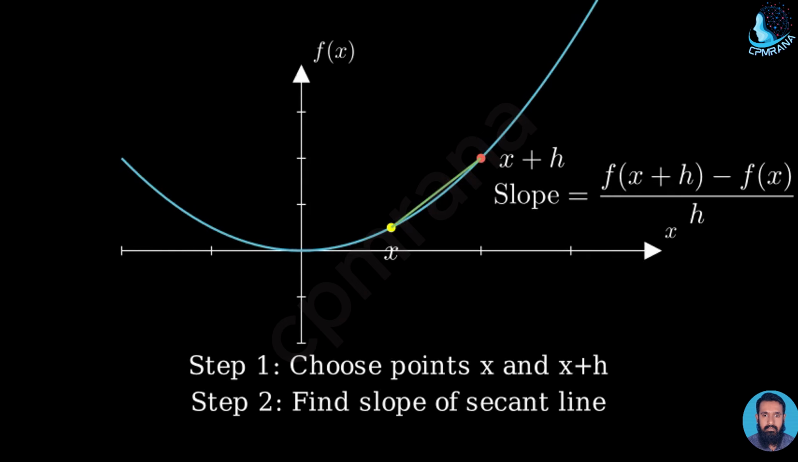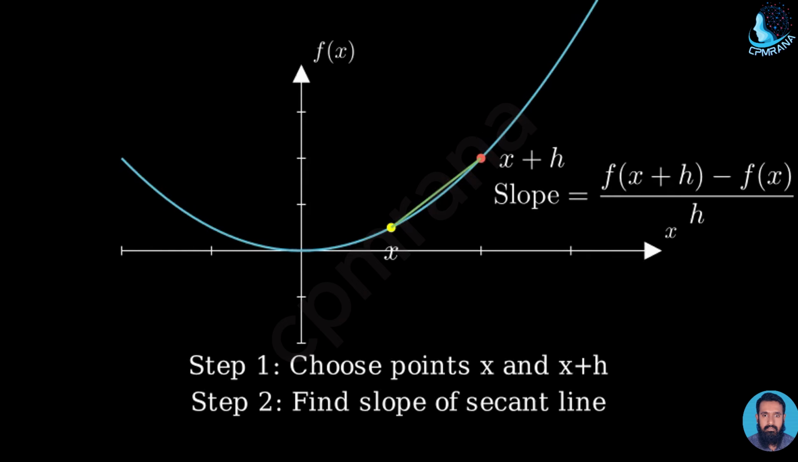First, we substitute x plus h for x in our function to get f of x plus h. Then we subtract f of x and divide by h. Finally, we take the limit as h approaches 0. This gives us the derivative formula from first principles. This definition is fundamental to calculus and gives us a precise way to find instantaneous rates of change for any function.